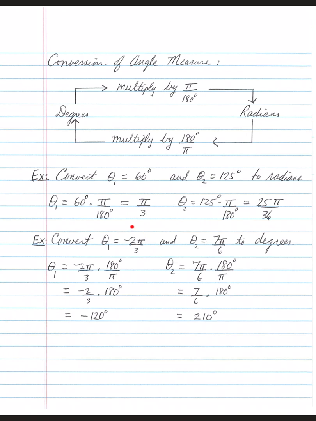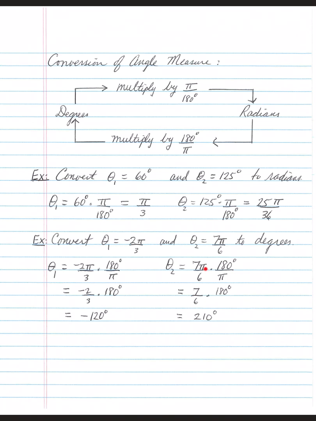Going the other way, let's convert radians back to degrees. From radians to degrees, we're going to multiply by 180 over pi. Negative 2 pi over 3 times 180 over pi. The pi's cancel. 3 goes into 180 60 times. 60 times negative 2 is negative 120 degrees.